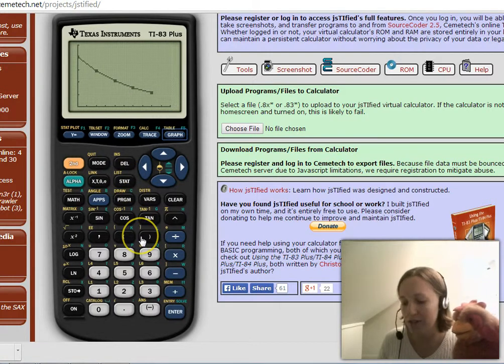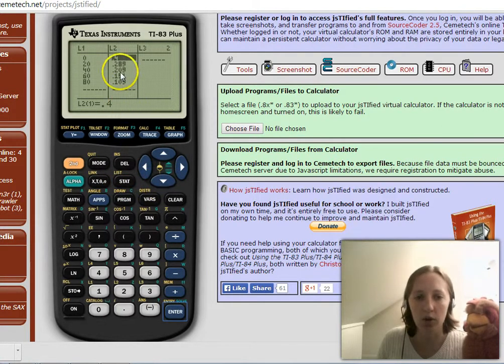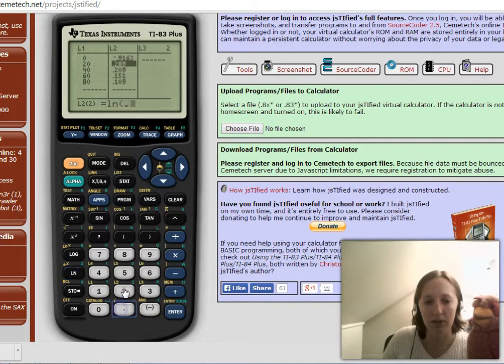For first order, if it's ln of A, it will make a straight line. So let's go back, stat, and edit our list. And so what we need to do, instead of doing time versus concentration, we need to do time versus ln of concentration. So instead of 0.4, it will be ln of 0.4. Instead of 0.289, it will be ln of 0.289. Instead of 0.209, it's ln of 0.209, etc. ln of 0.151.